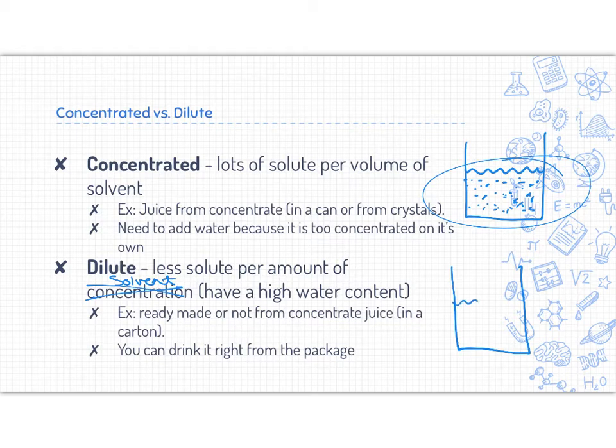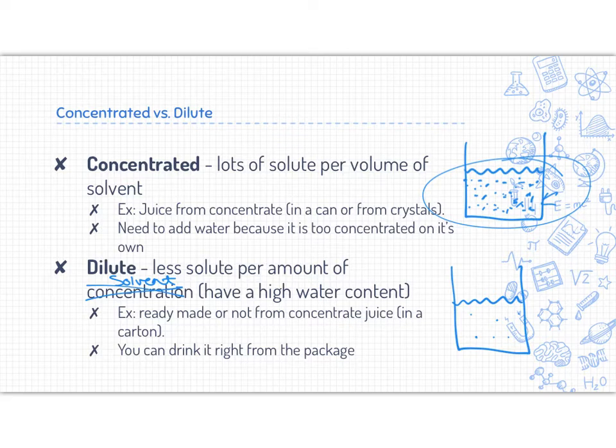Dilute solutions means that there's less solute per amount of solvent. So if we had the same amount of water, there would be a few particles instead of the tons and tons and tons that we have here. This one is said to have a high water content. So there's more water here than there is solute.